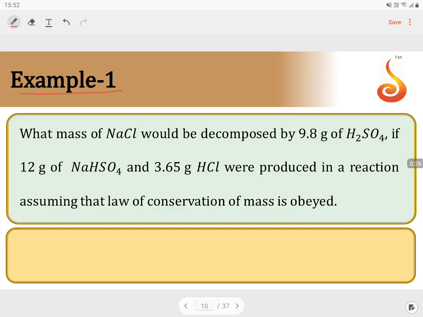chemical reaction. We can also define it in this way: matter can neither be created nor destroyed. It only transforms from one form to another form of matter. Lavoisier is the scientist who proposed this. According to this, we are going to solve this question.